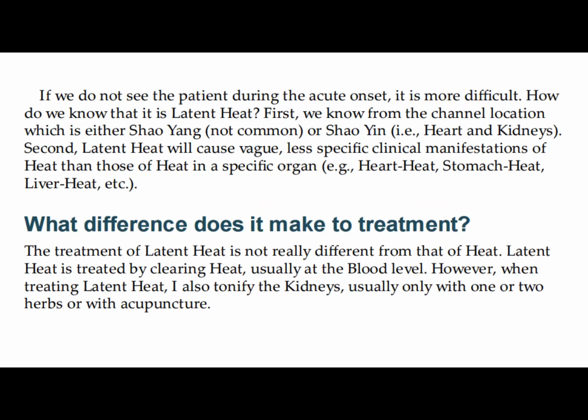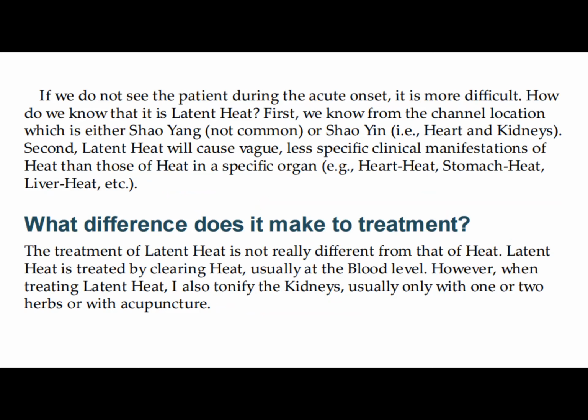If we do not see the patient during the acute onset, it is more difficult. How do we know that it is latent heat? First, we know from the channel location, which is either Shaoyang, not common, or Shaoyin, that is the heart and kidneys. Second, latent heat will cause vague, less specific clinical manifestations of heat than those of heat in a specific organ. For example, heart heat, stomach heat, liver heat.